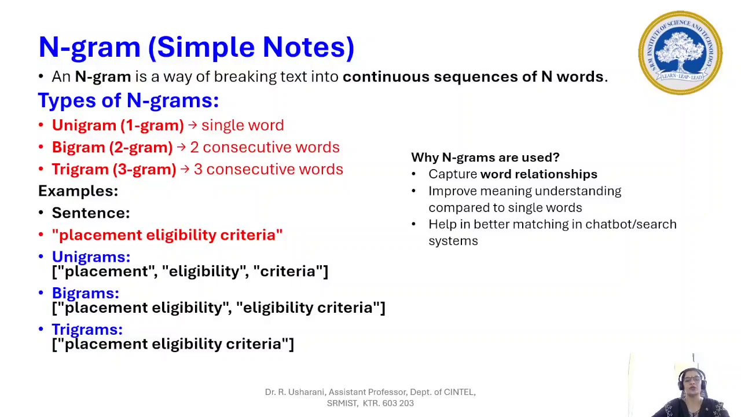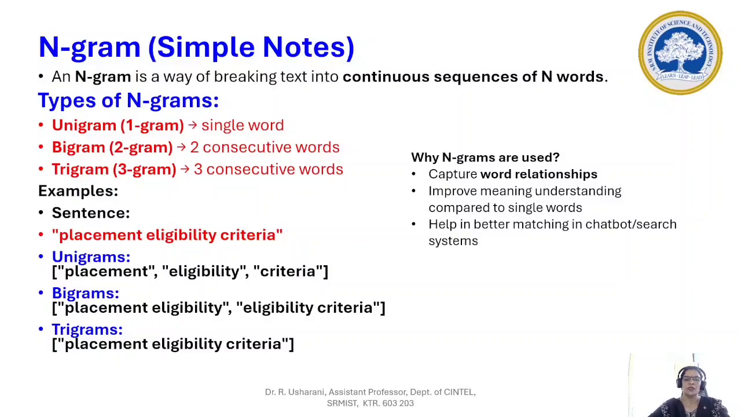Another consecutive two words, eligibility criteria. This is known as a bigram. Similarly, we can take placement eligibility criteria, three consecutive words as one, a trigram. It is also possible. So why are n-grams used? They capture word relationships, improve meaning and understanding compared to single words, and help in better matching in chatbot search systems.